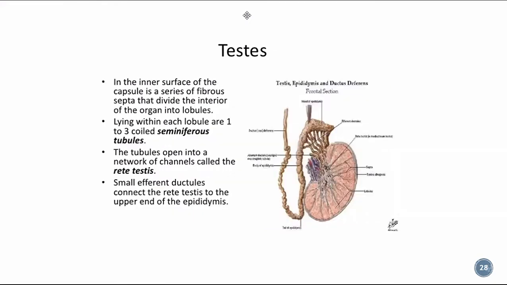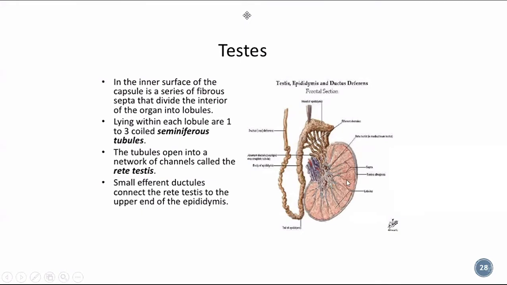The inner surface of the testis has a series of fibrous septa. If you can see my arrow, these are the fibrous septa that divide the interior of the organ into lobules. This is the septa. These pink structures are your lobules.